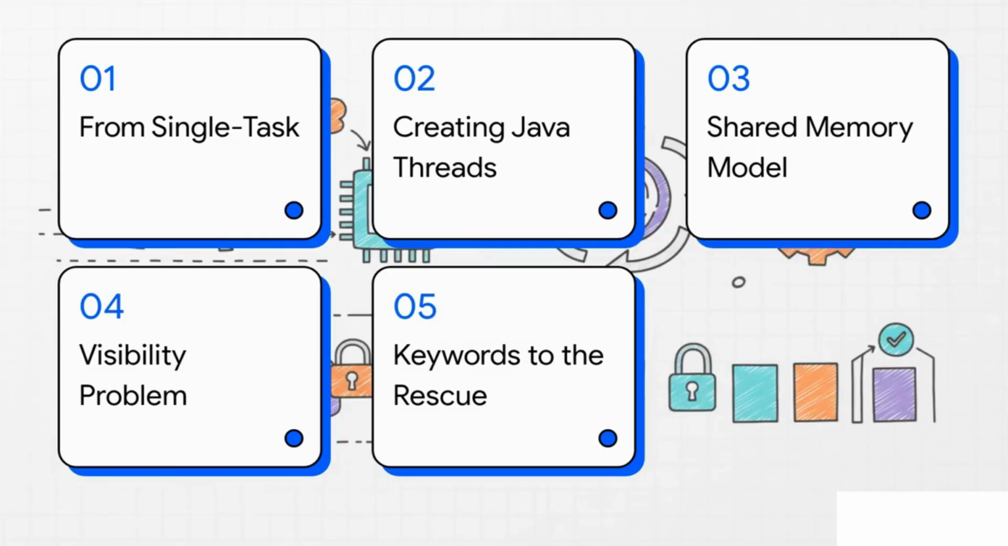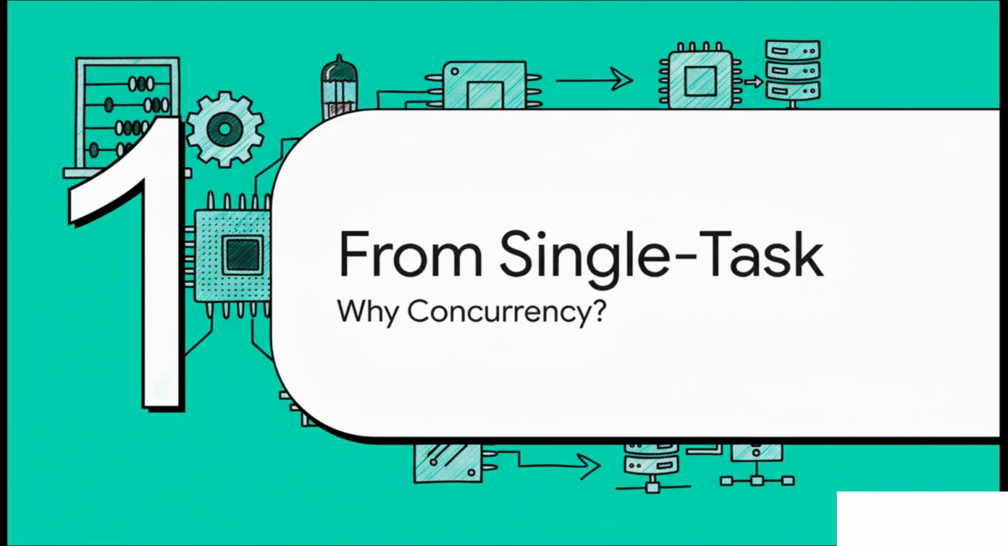Okay, so here's our game plan. We're going to start with a quick trip back in time to see why we even need threads to begin with. Then, we'll jump into the code and see how you actually make them in Java. After that, we dive into the deep end, the shared memory model, which is where things get really interesting and complicated. We'll uncover a really sneaky bug called the visibility problem, and finally, we'll look at the magic keywords that come to our rescue.